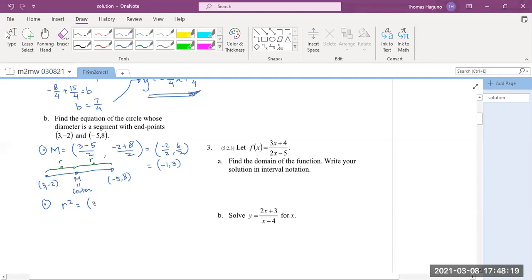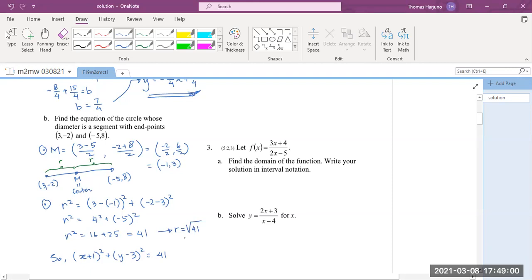Okay, so 3 minus negative 1 squared plus negative 2 minus 3 squared. That's 4 squared plus negative 5 squared. 16 plus 25, that's 41. So the equation of the circle is x plus 1 squared plus y minus 3 squared equals 41. By the way, the radius is square root of 41, right? So that's the equation of the circle.